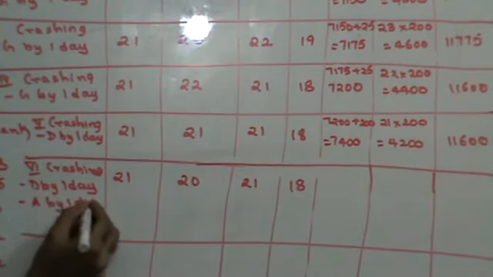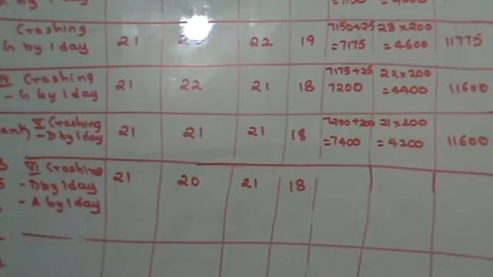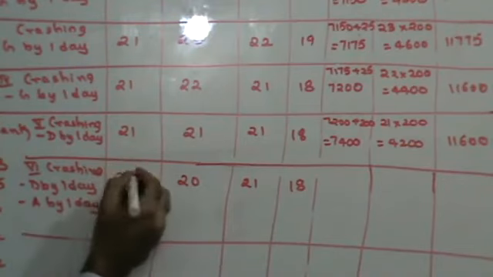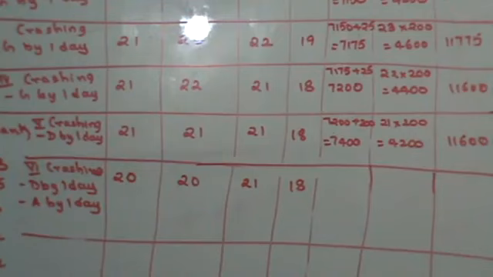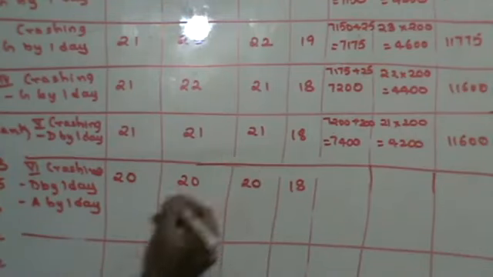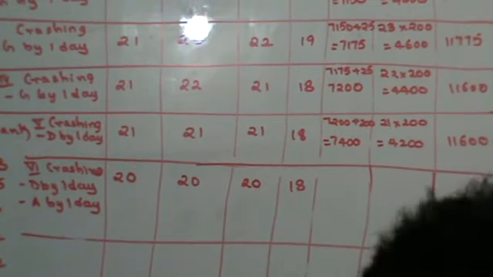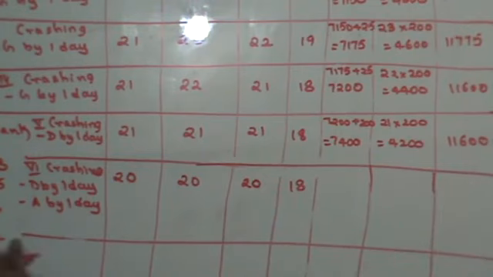So you do it over there only. Right? So if I'm going to crash A by 1 day, this will become 20, and this will also become 20. So the critical normal path will become 19.